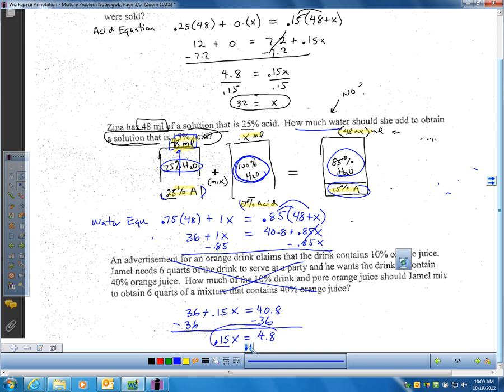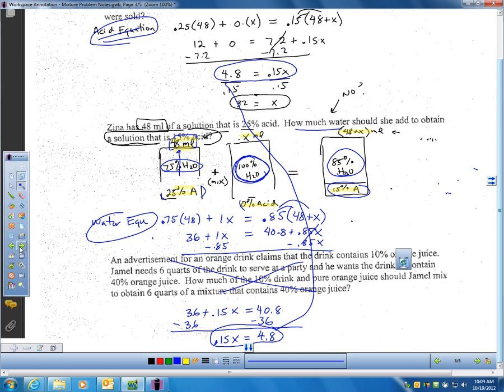I want you to look at what I have here and compare it to what I have up here when I did it with an acid equation. Look what happened. I'm getting the exact same thing, which means I'm going to get the exact same answer. Okay, so this would be a great way to solve these mixture equations that involve pouring one liquid into another and trying to find out how much you poured of one into another. And you can notice it doesn't matter if I do an acid equation or a water equation, using the acid percents or water percents, I'm going to get the correct answer either way.